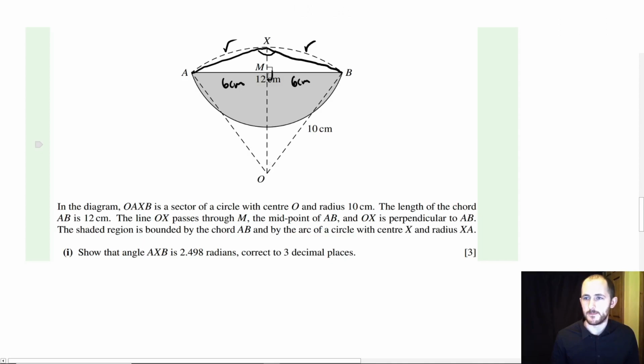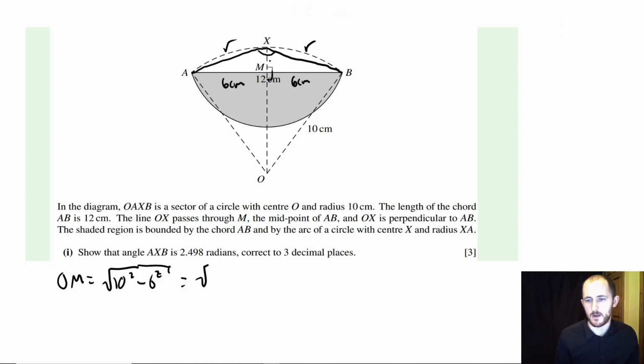So O to M is a value we want. Because basically this whole thing is 10, right? But I want to work out just this little bit over here. So this whole thing is 10. I need to work out what the length O to M is. So O to M is just going to be a simple case of Pythagoras, because this is a big right-angled triangle. So square root of 10 squared minus 6 squared. So that is the square root of 100 minus 36, which is the square root of 64, which is 8.